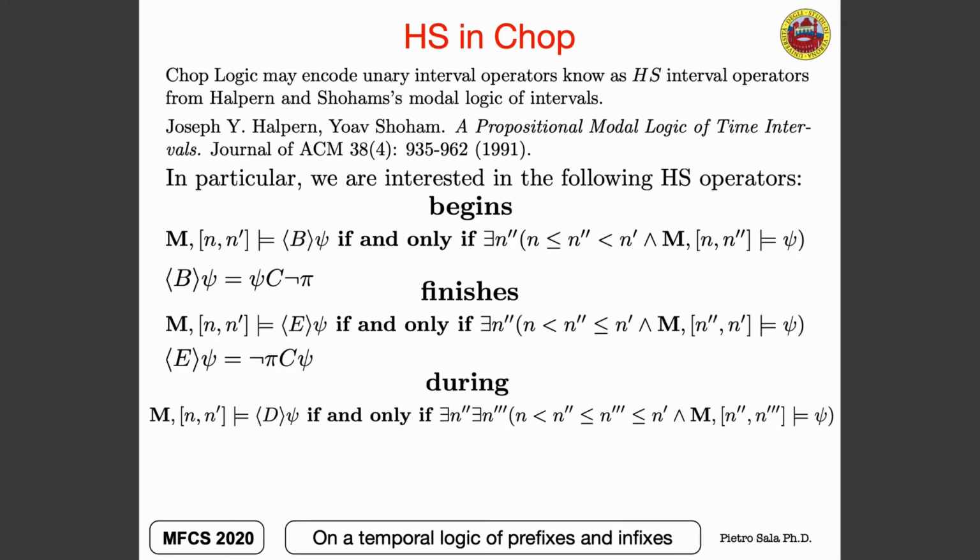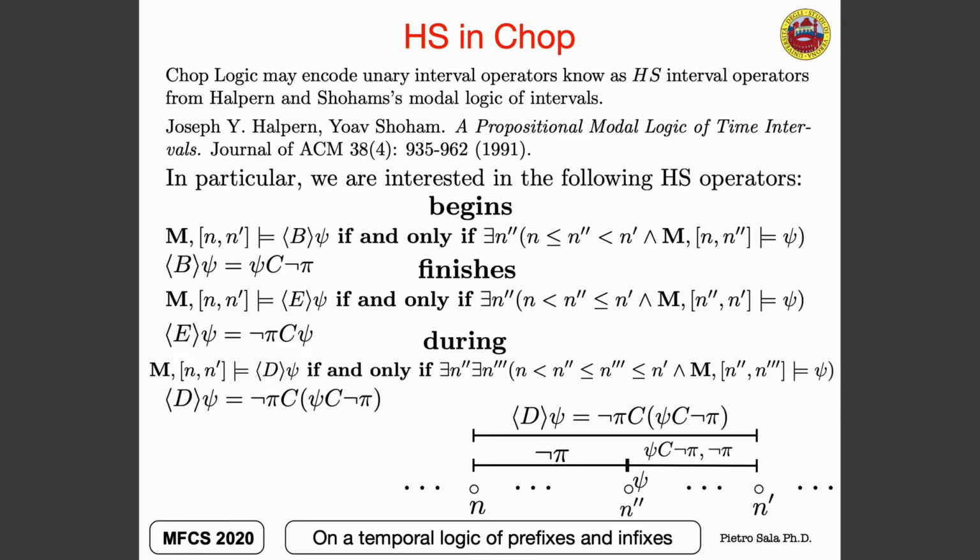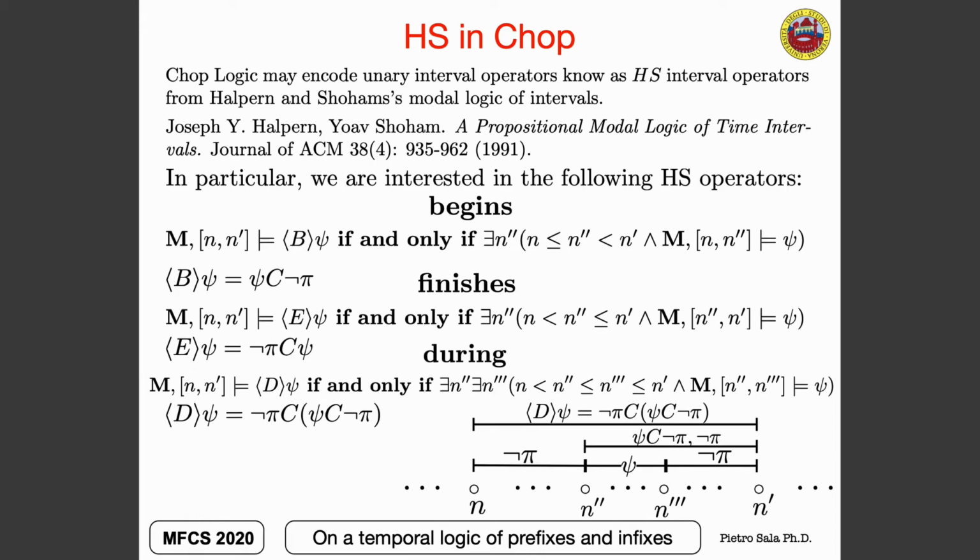And obviously the during interval operator, for which a formula D of psi holds over an interval if and only if there exist exactly two points inside the current interval where psi holds. This is the extreme case in which psi holds in a point inside the interval, but there is the most general one in which psi holds on a proper, non-point interval inside the current one. All these three operators may be expressed using the chop operator, and D may also be expressed as a combination of B and E.